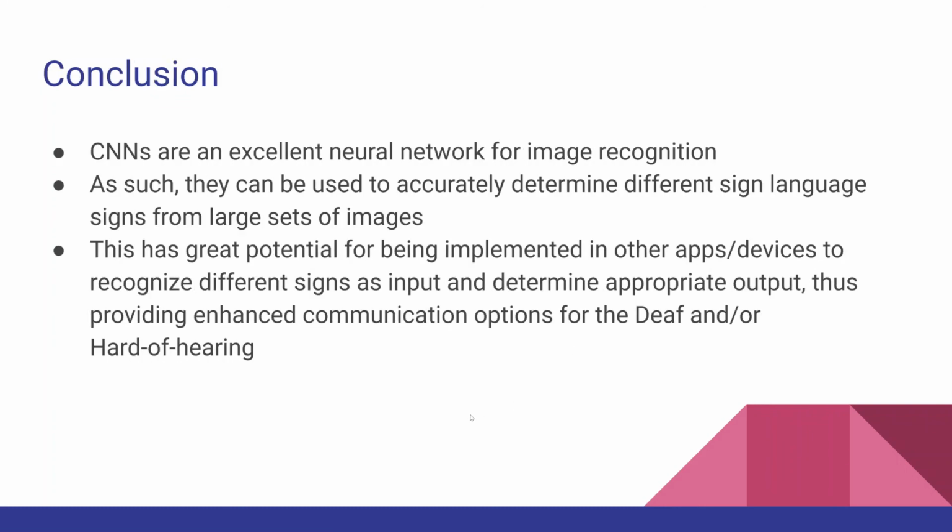In conclusion, convolutional neural networks are great for image recognition, and as such, they can be used to accurately determine different sign language signs from large sets of images, and this has great potential for being implemented into apps and devices so that the input from deaf or people who have trouble hearing can have another option to communicate with their device.